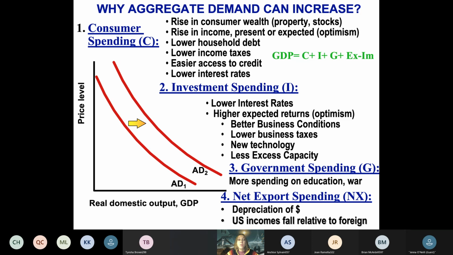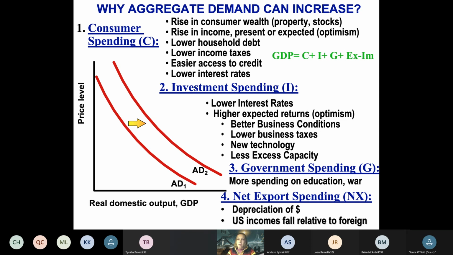And a less obvious reason would be, what if foreigners' income increases relative to ours? So let's say Europeans become richer, they want more of our stuff. So basically, if our incomes fall relative to foreign incomes, then we also tend to export more, right?